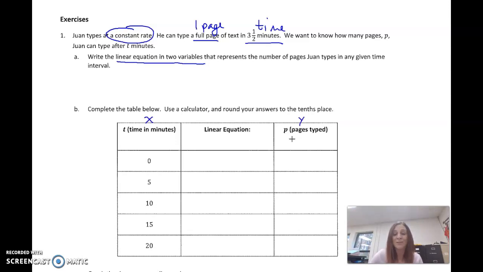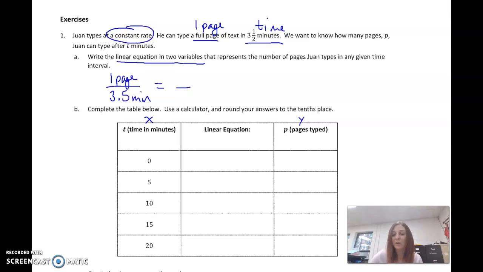So remember, we always put our time on the bottom because I know he can type one page in 3.5 minutes. Pages per minute. So I can set that up, remember, as y divided by x. x is my independent variable. In this case, though, I'm going to kind of skip a step.